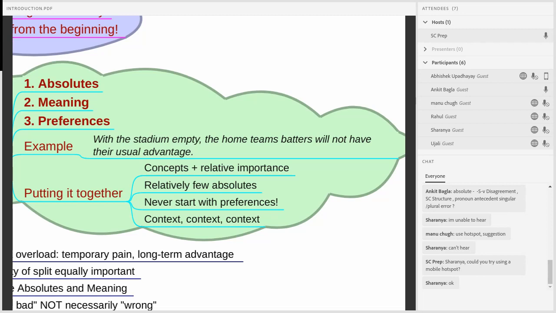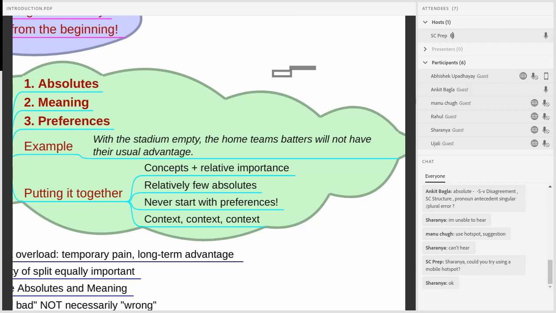It's the modifier. The modifier is wrong? Yeah. Which modifier? With the stadium empty. It should modify, because with works as an adjectival and it's an adverbial modifier, and it doesn't make sense for it to modify the home team's batters. With the stadium empty, the home team's batters does not make sense with that.